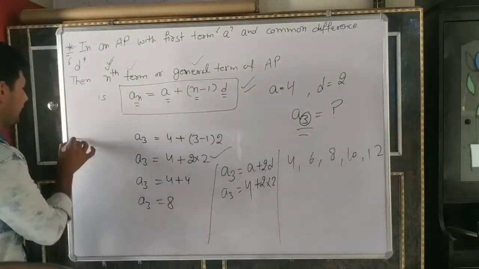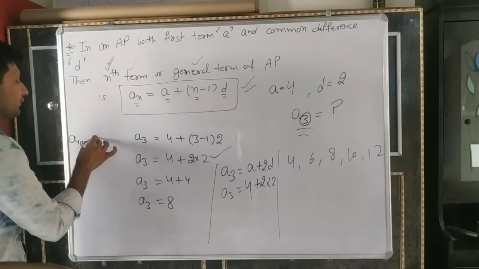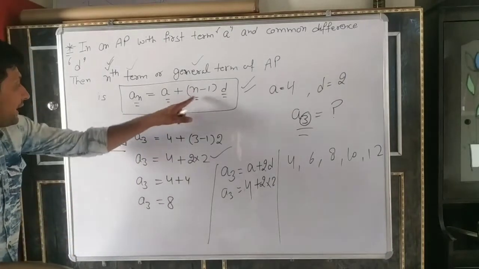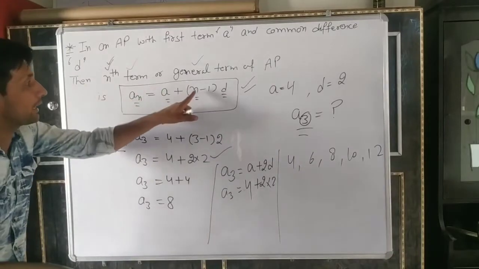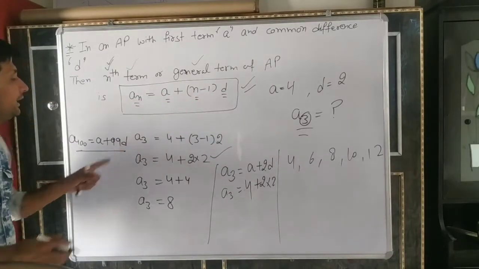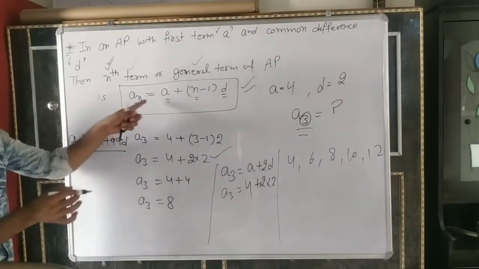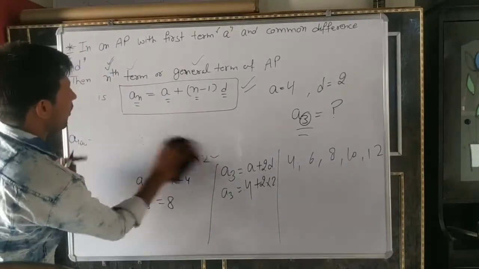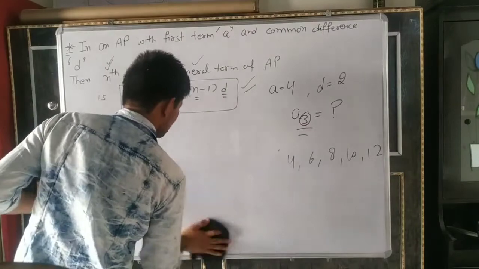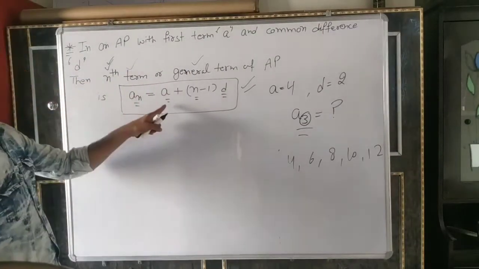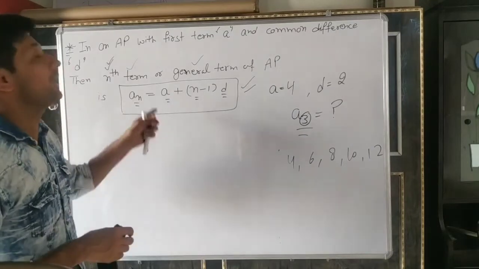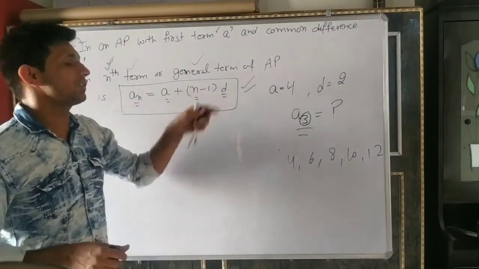If you want to find A100, you can find A plus 99D, because n is 100, and 100 minus 1 is 99D. So you can use this one or this one. But it is important dear: if you know only this one formula, you can solve all the questions yourself. Nth term, how to find nth? A plus n minus 1 into D.